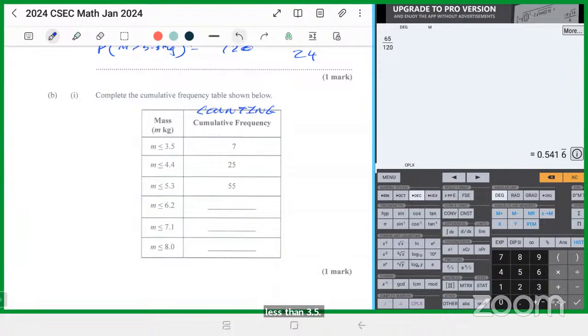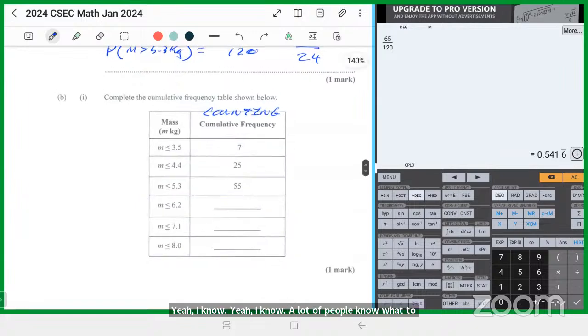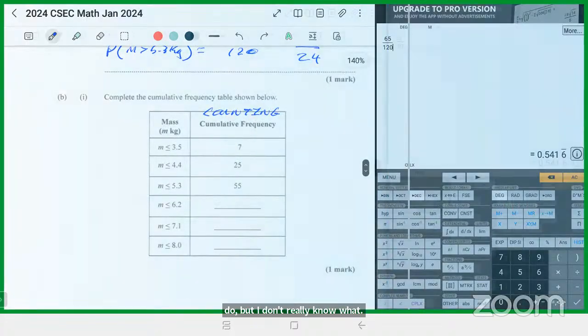Seven of them. Yeah, I get that part, that's the easy part. Add 55 and plus the next one. I know a lot of people know to do it, but don't really know what really happened. But anyway, you don't want an explanation. No problem. I like to explain, but all right.